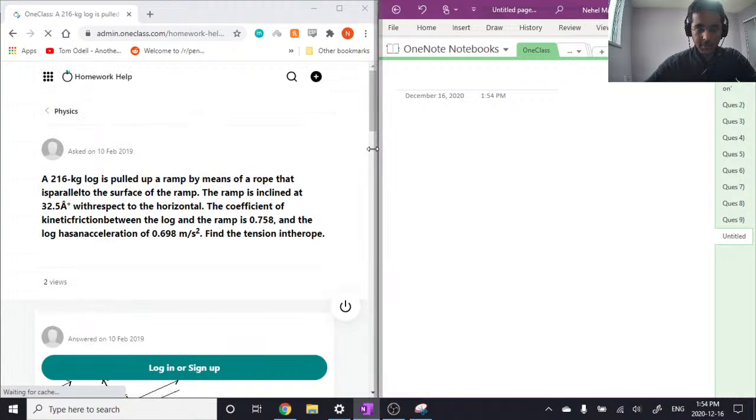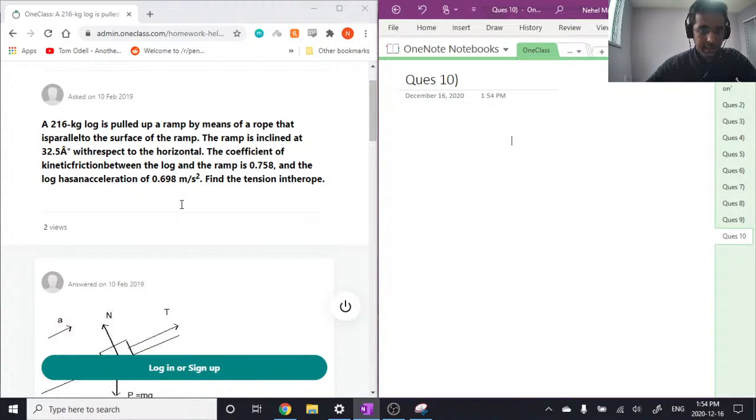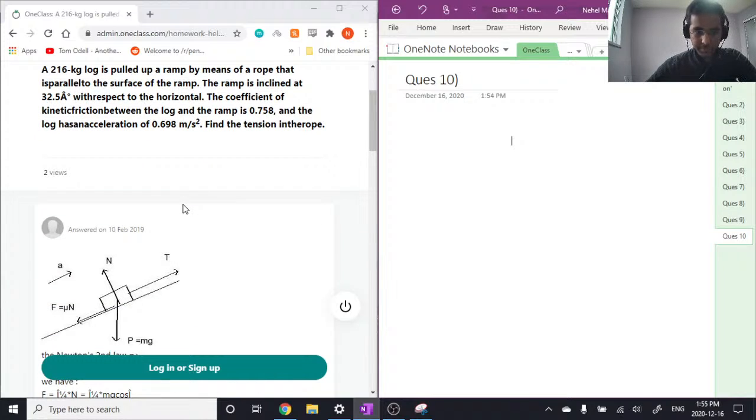Okay, next up we have another inclined question. This is question 10 for today's stream. We have a log of 216 kgs, which is pulled up a ramp by means of a rope, which is parallel to the ramp. The ramp is inclined 32.5 degrees with respect to the horizontal, and the coefficient of kinetic friction is given. The log has an acceleration of this much. We'll find the tension in the rope.